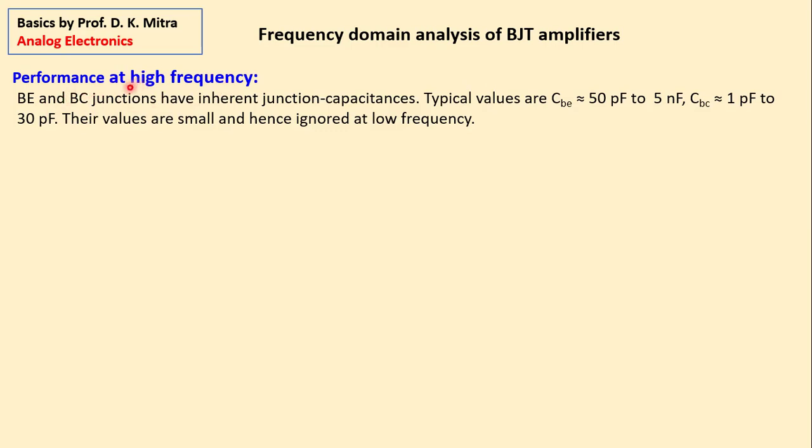At high frequency, what happens? Base-emitter and base-collector junctions have inherent junction capacitances. This you have learnt in your device classes, possibly in earlier semesters. The base-emitter junction has the diffusion capacitance, and the base-collector junction has the depletion capacitance, but their typical values are in picofarads. The base-emitter value is 50 picofarad to 5 nanofarad, and base-collector is 1 picofarad to 30 picofarad.